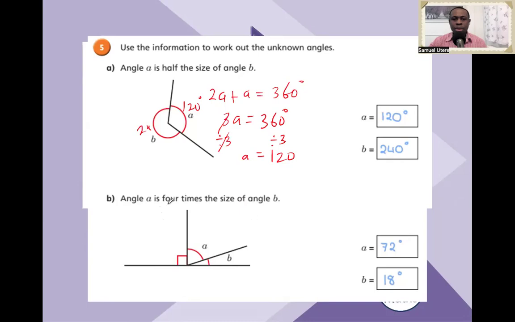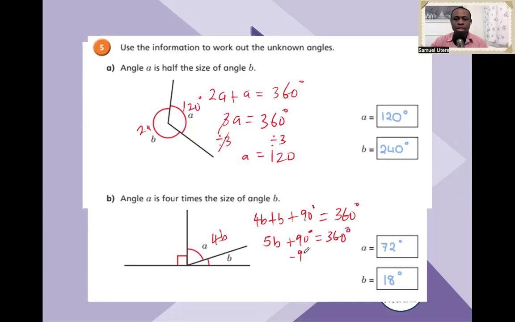We know that angle A is 4 times the size of angle B. So if angle A is 4 times the size of angle B, we can call this 4B. Now, if we do this, we can say, well, 4B add B add 90 degrees, because this is a right angle, will be equal to 360 degrees. We know that 4B add B is 5B plus 90 degrees, which will be equal to 360 degrees.